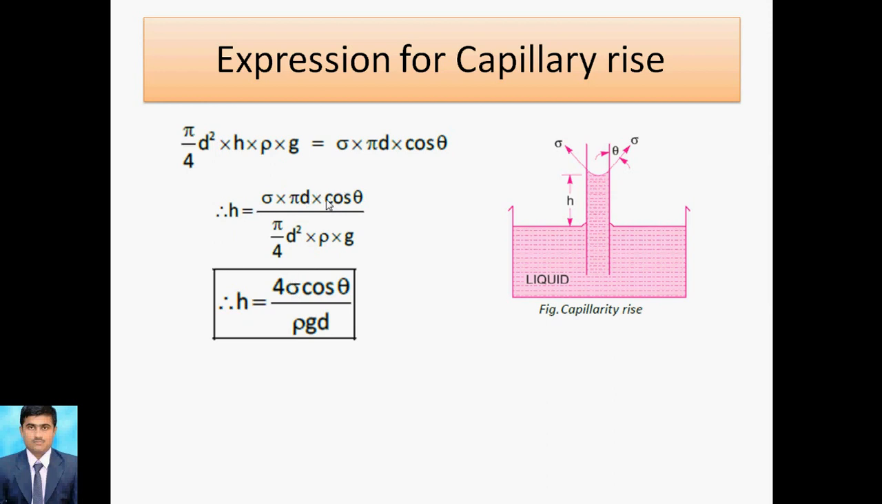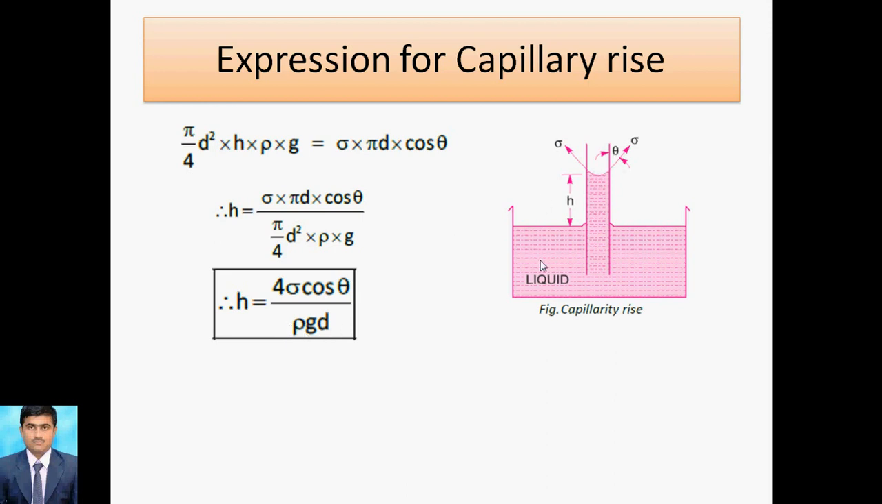Here the cancellation will happen: π will be cancelled, one d cancels, and 4 goes upward, so we get 4 σ cos θ over ρ g d. So the capillary rise equation becomes h is equal to 4 σ cos θ divided by ρ g d. Here 4 is a constant, σ is the surface tension, and θ is the angle between the tube and this concave shape.